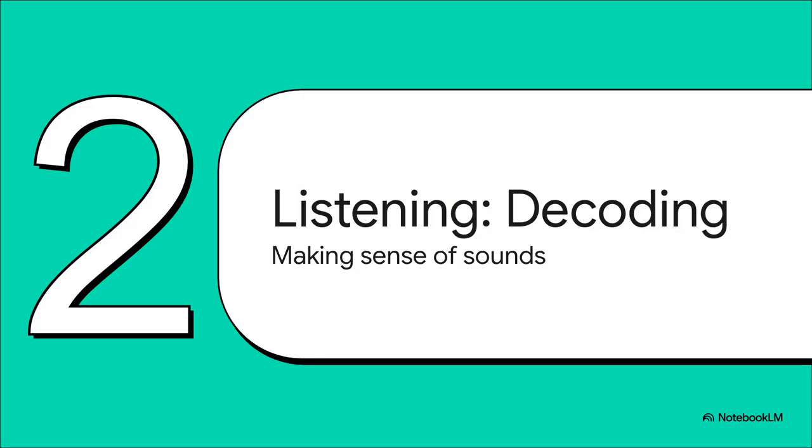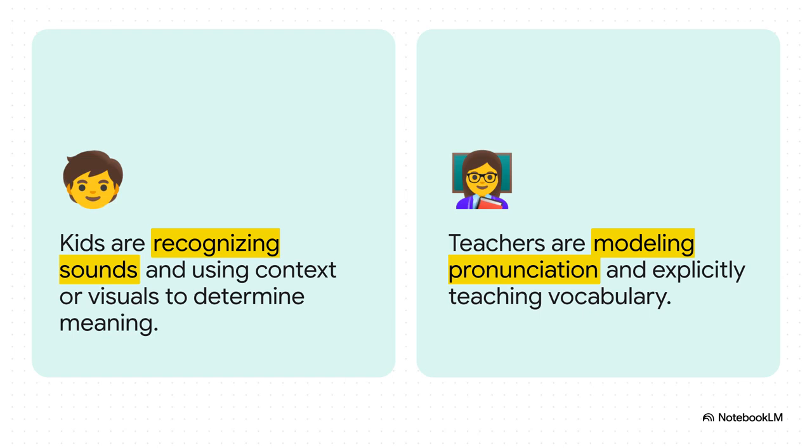Section 2, listening, decoding the sounds, making sense of what they hear. This domain is ground zero. It's where the initial input happens. Listening requires students to distinguish sounds, recognize intonation patterns, and somehow pull out academic vocabulary from a steady stream of language. Just look at how this specific breakdown shifts the cognitive load.